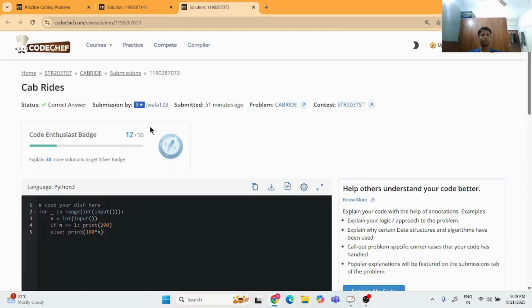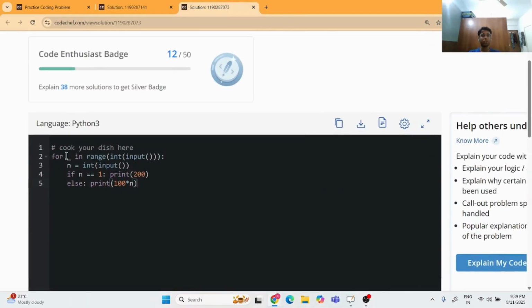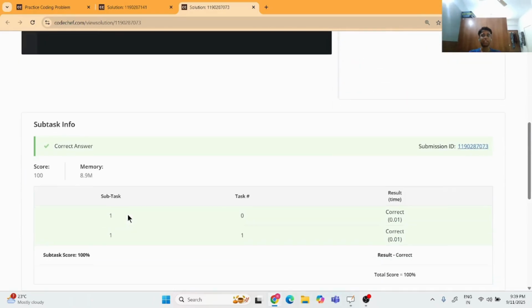Let's move toward the Python code. So guys, this is my similar Python code. I took the input for all the test cases as well as N. And over here, I'm checking an if condition. If N equal to 1, I'm simply printing 200. In all the other cases, I will print 100 times N. And as you can see, I have got my Python code as well, right?